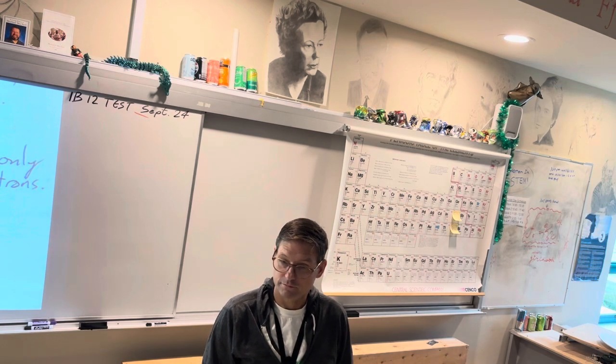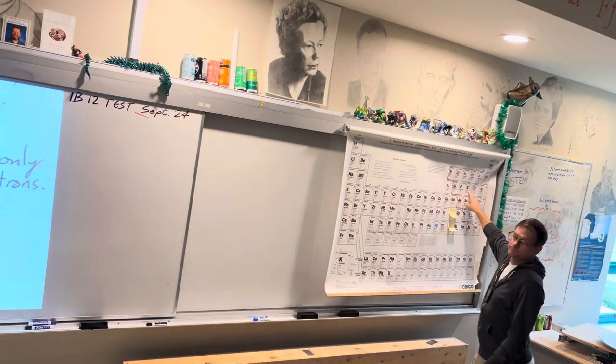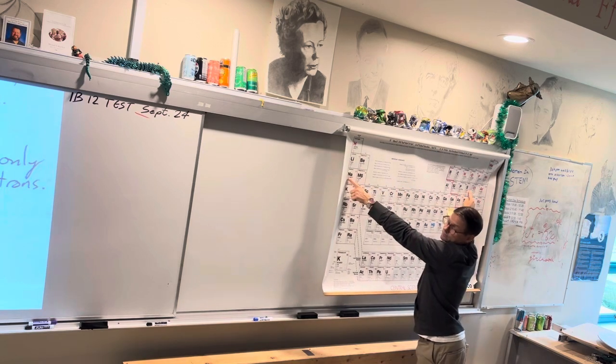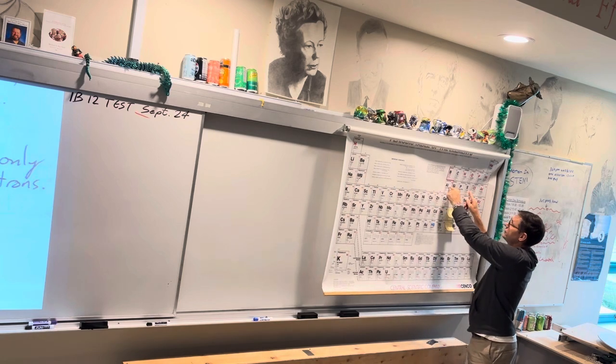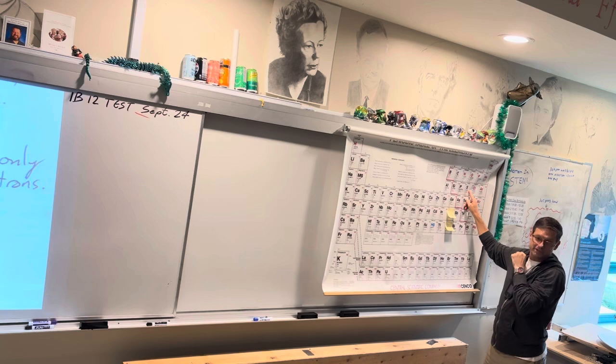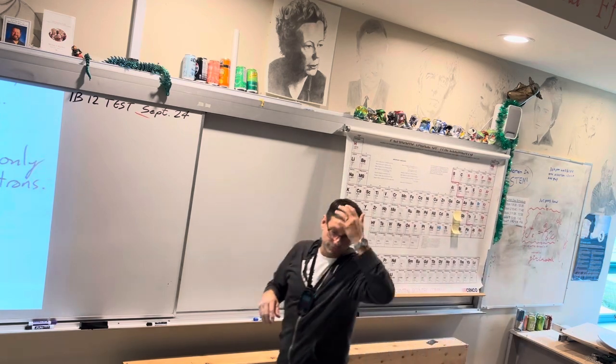How do we get the valence? Here's sulfur, yeah? So you go back to the beginning of the row and you count 1, 2, 3, 4, 5, 6. That's it. It's the column number that you're in.